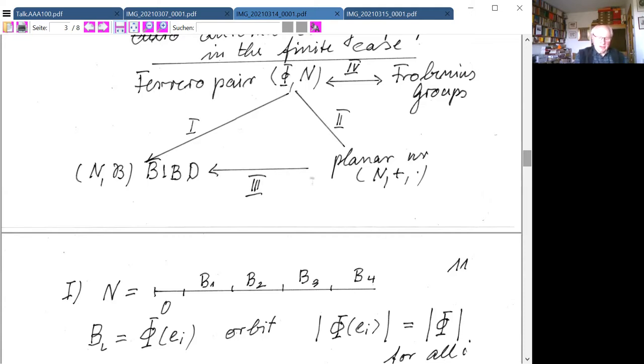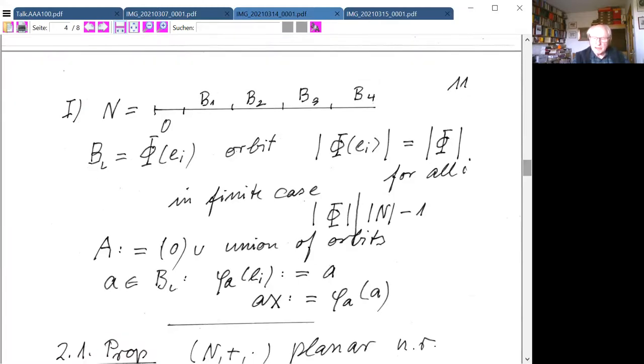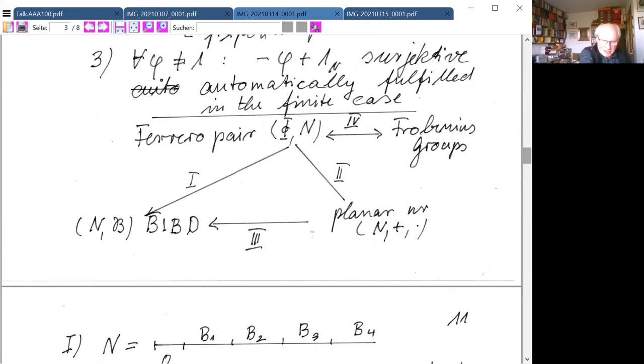Then we can build a balanced incomplete block design. The script B is the set of the blocks, N is the set of the points, and the incidence relation is the element relation. We start from the orbits of V on the non-zero elements of N, and then we apply translations, and this gives us the blocks.